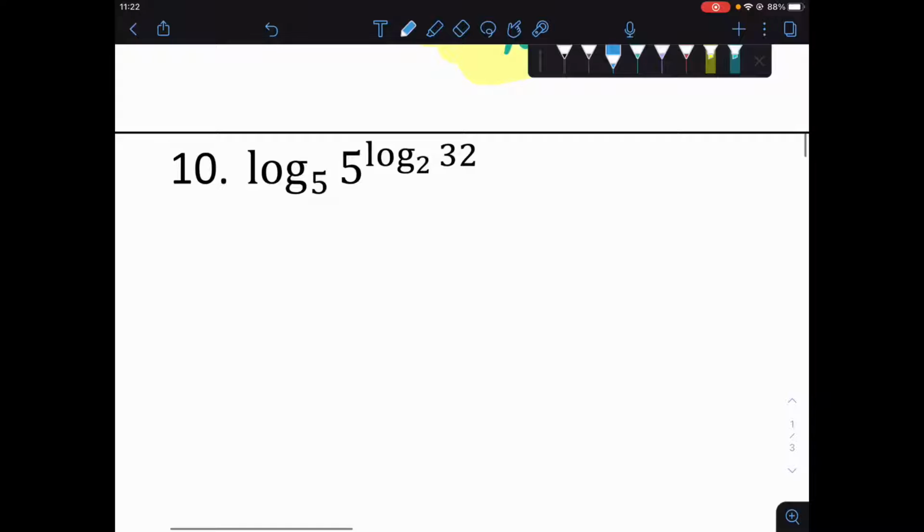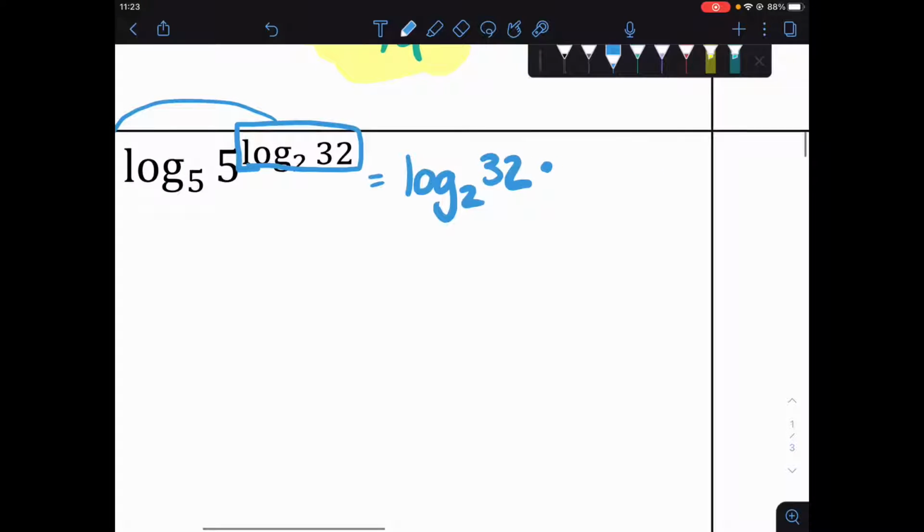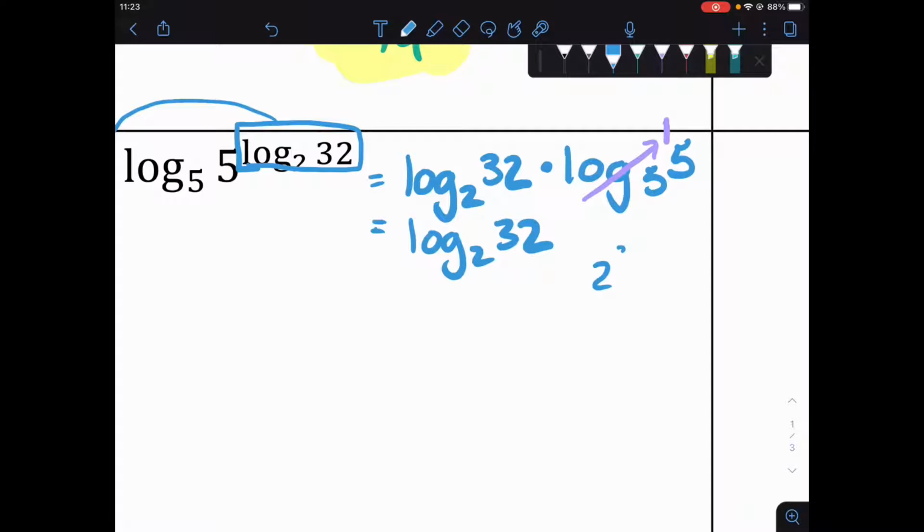The first one I'm going to look at is log base 5 of 5 to an exponent. This is the exponent of 5, and our properties say that this is going to come down. So this is really log base 2 of 32 times log base 5 of 5. Now we can simplify. Log base 5 of 5 is 1. That's one of our properties, or patterns, if you will: if we have log base b of b, it's always 1. So this is really just log base 2 of 32, and we want to know 2 to what power is 32.